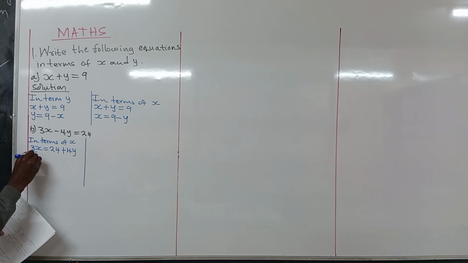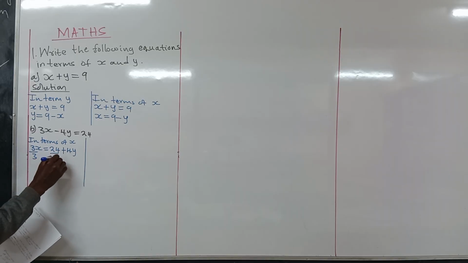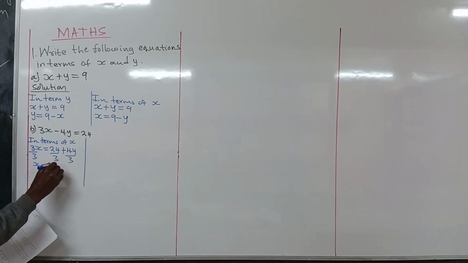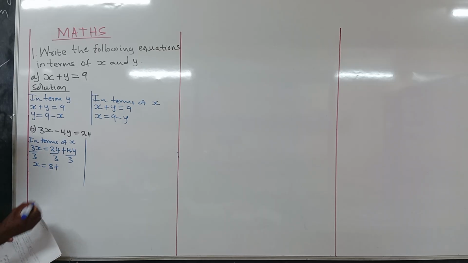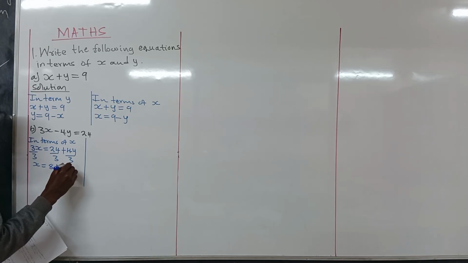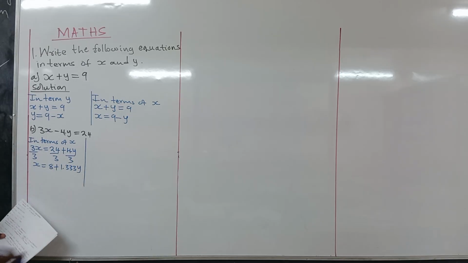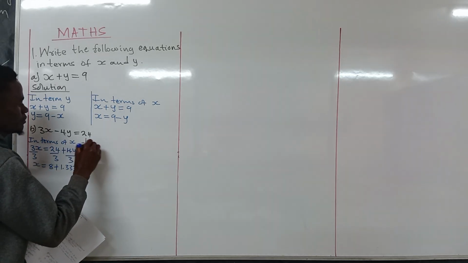So divide everything by 3. Divide here by 3. Divide here by 3. So x is equal to 8 plus 1.333y. So that is simplifying 4 divided by 3.